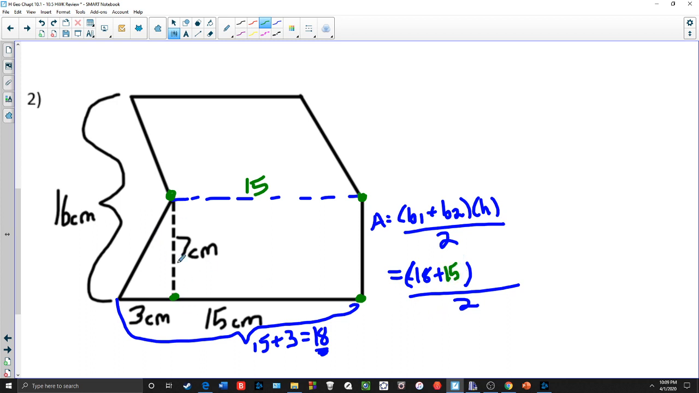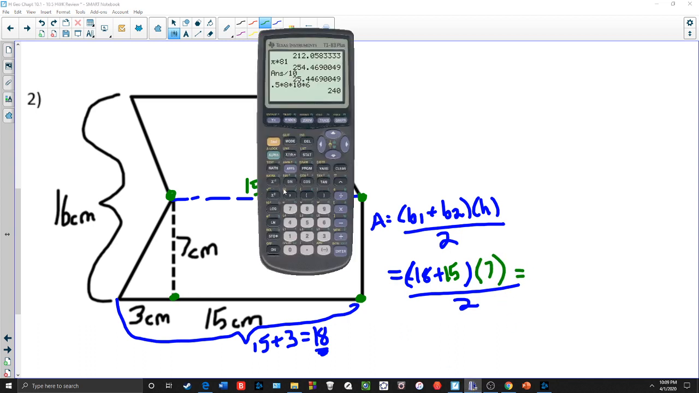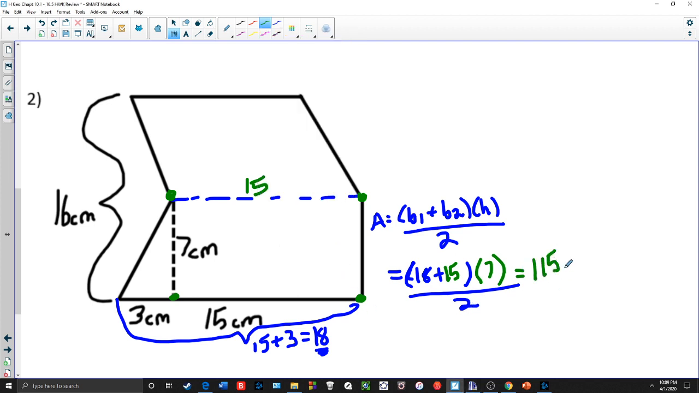And my height they give me here is 7. No right triangle this time, thankfully. We get 7. So we're going to plug this all in here. 18 plus 15 times 7 divided by 2 gives me 115.5 centimeters squared as my area. Now I'm not done yet because it's the area of the bottom piece.